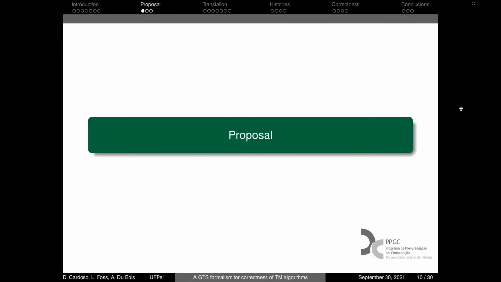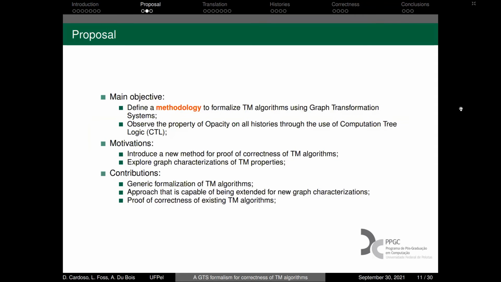Now for the proposal of this work. The main objective is to define a methodology to formalize TM algorithms using graph transformation systems, and to observe the property of opacity on all histories through the use of computation tree logic, or CTL. The motivations for this work are to introduce a new method for proof of correctness of TM algorithms, and to explore graph characterizations of TM properties.